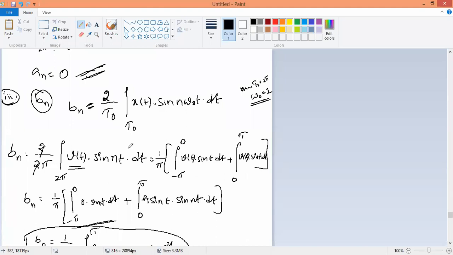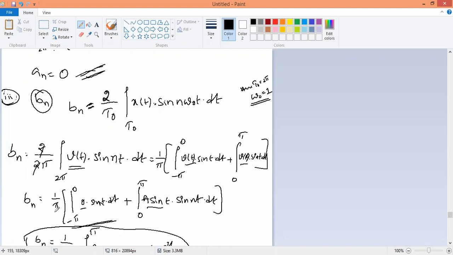Now the numerator has the 2 and the denominator has the 2, so both will cancel. Then the value is 1 by pi integral. The v of t is defined in 2 intervals: integral minus pi to 0 and 0 to pi. Integral minus pi to 0 v of t sin nt dt plus integral 0 to pi v of t sin nt dt. In the minus pi to 0 interval, v of t value is 0. In the 0 to pi interval, v of t value is a sin t.